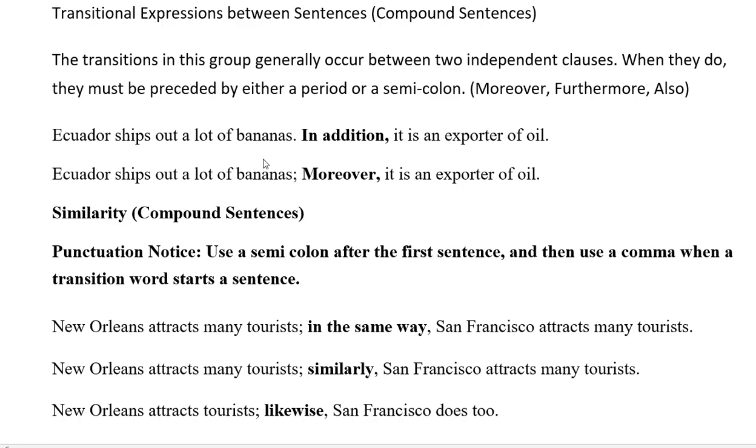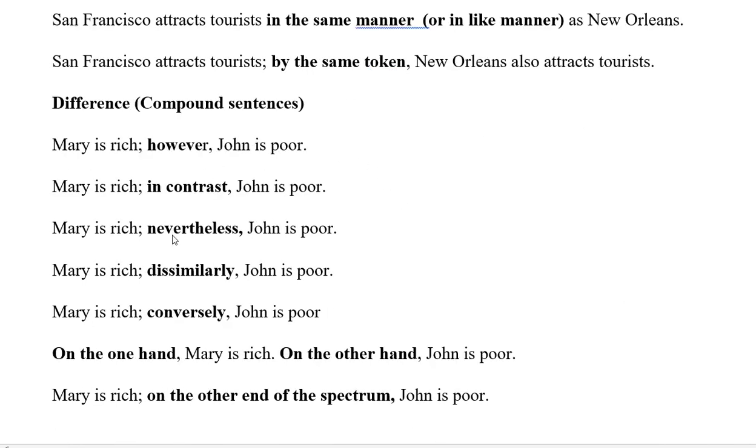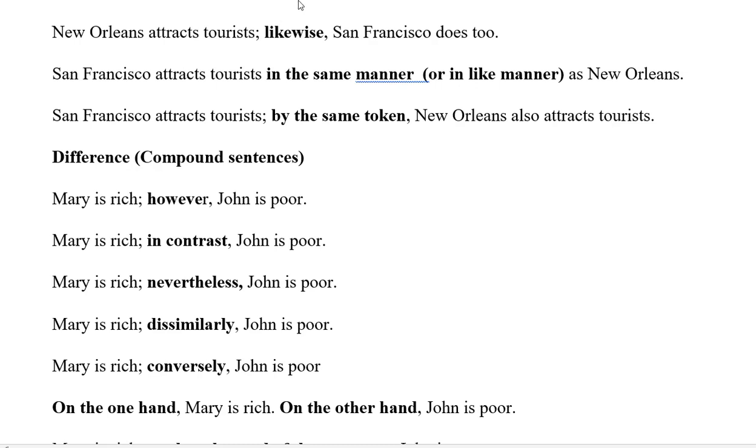Ecuador ships out a lot of bananas. In addition, it is an exporter of oil. These are all compound sentences because you have one sentence here and you have another sentence joined by a transition word. So these are all compound sentences. And so compound sentences can also have transition words. Here are more examples of compound sentences with transition words. The only thing I want you to notice is that you can either, let's see, what did I do here? So when you have transition words, you can have a semicolon and then a comma.